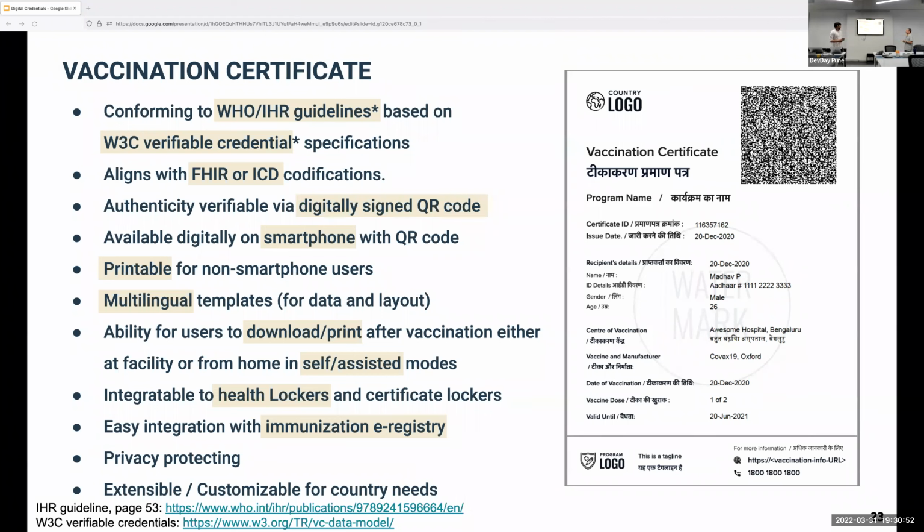The vaccination certificate also needs to be connected with all the e-lockers. Right now, DigiLocker and other lockers have been integrated. Along with that, privacy also needs to be protected here. The vaccination certificate also had to be customizable based on different needs, because countries have different requirements, and this component needs to be customizable so that we can support their requirements.